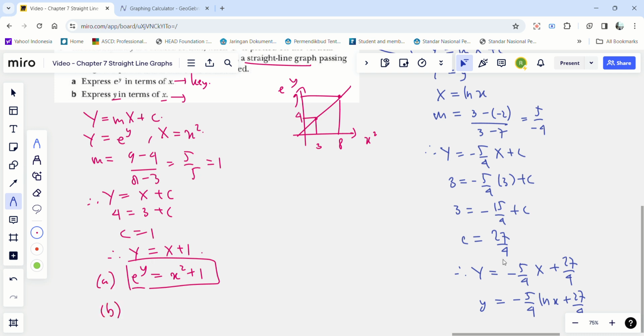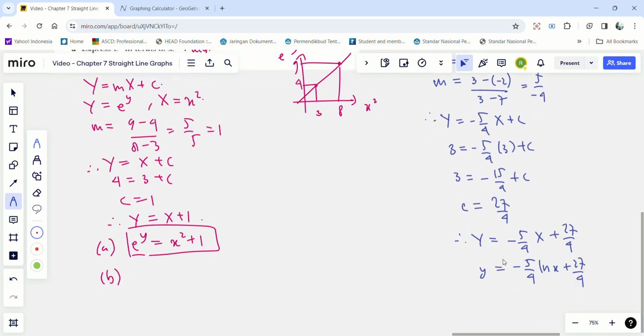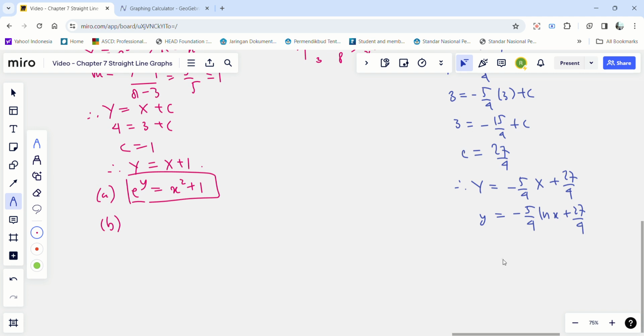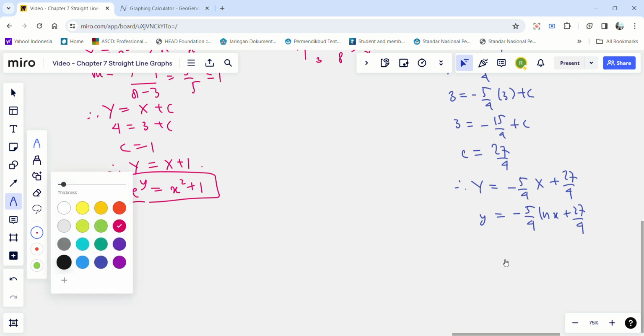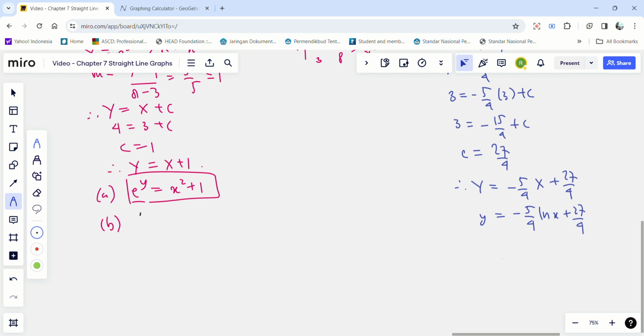In question B, because they want us to express y in terms of x, what we need to do is, how can you convert an e raised y into just a y? Correct. It's using logarithm, but in particular, we should be using ln. So it will be ln of e raised y equals ln of x squared plus 1. You can apply ln to both sides, or you can just simply convert it using the definition of logarithm. So you have y equals ln of x squared plus 1. And then you're done with the entire problem.